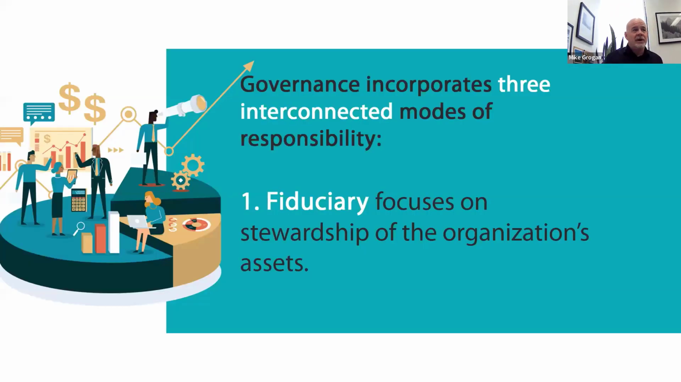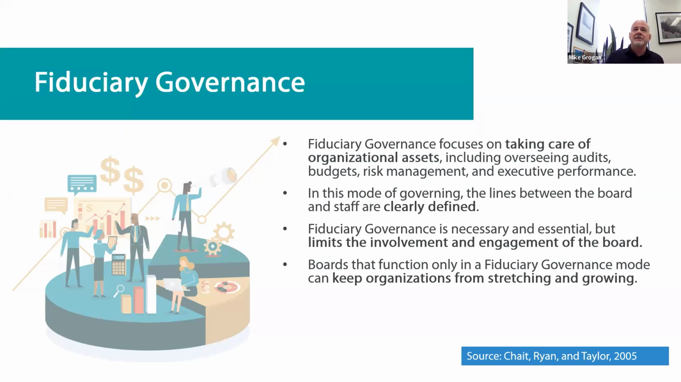There's other ways they can engage. So this model incorporates three different, they would call them interconnected modes of responsibility for boards. The first is fiduciary, the stewardship of the organization's assets. The stuff we've just talked about probably fits nicely into this bucket. And I think it's a place that most boards do really well in, because this is what we've been brought up to understand the work of the board to be, is fiduciary governance.